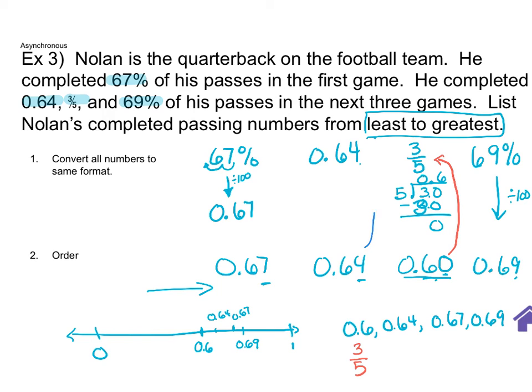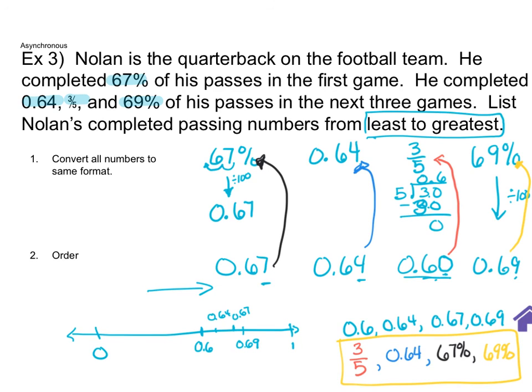The 64 hundredths was just 64 hundredths, so I'm going to keep it 64 hundredths. And then the next one is 67 hundredths, so that would be 67%. And then the last one is 69 hundredths, which is 69%. And that would be your final solution with the original numbers that they gave us. All right, that's the end of ordering and comparing numbers.